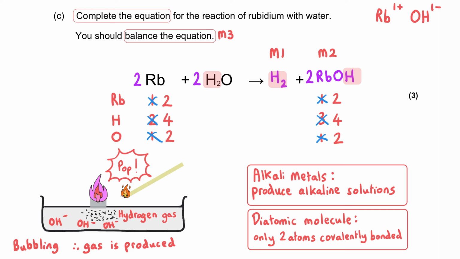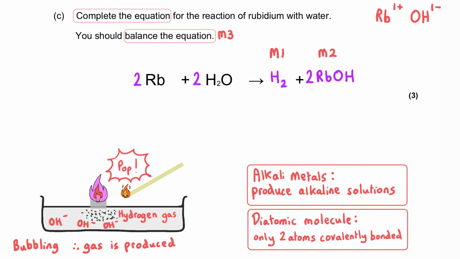And incidentally, this equation is the same as it would be for any of the group 1 metals. All you would do is swap out the symbol Rb for rubidium and substitute in K for potassium, for instance, if it was potassium reacting with water.